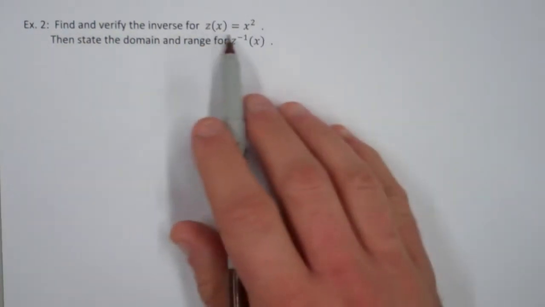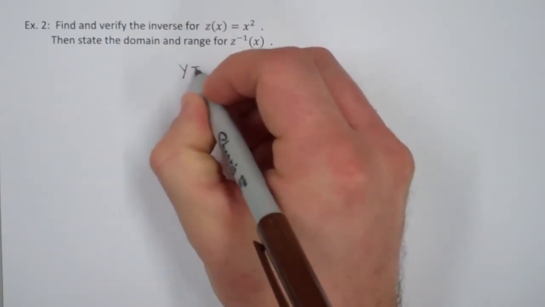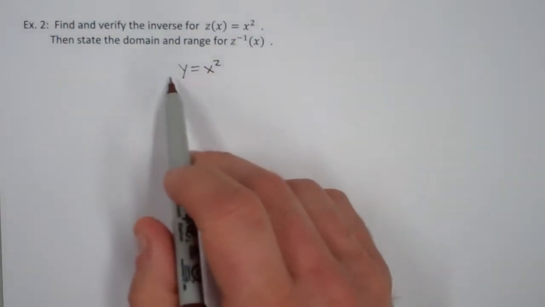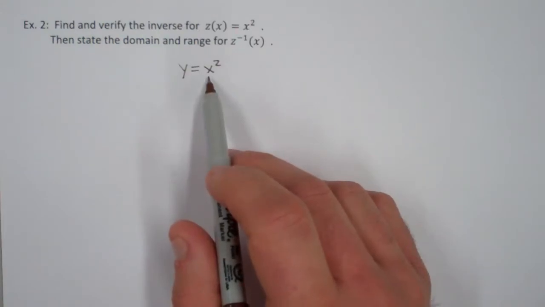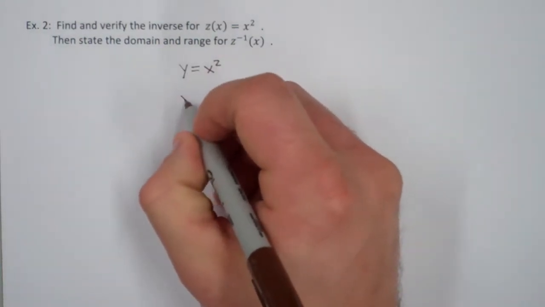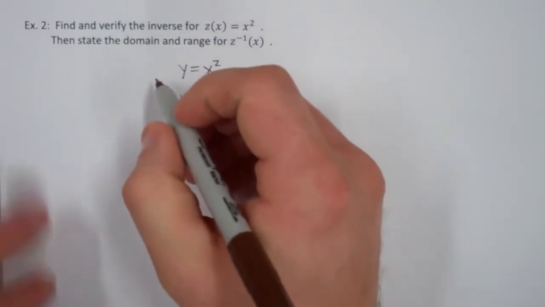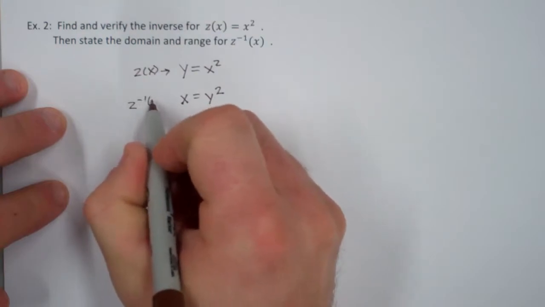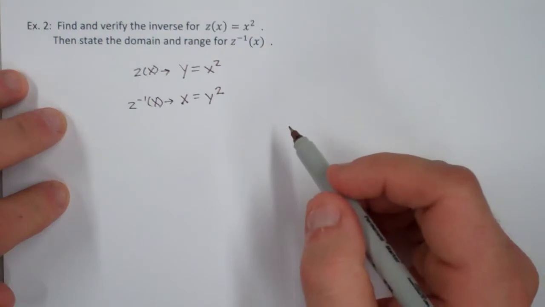So to find the inverse, what I like to do is take this function notation out and just write it as y is equal to x squared. Now the inverse of this function, which is still z of x here, all we're going to do is change the positions of the x and the y. So wherever we see a y, that's going to be an x, and wherever we see an x, that's going to be a y. So this is z of x right here, and this is the inverse of z of x. We've changed the x's and the y's.